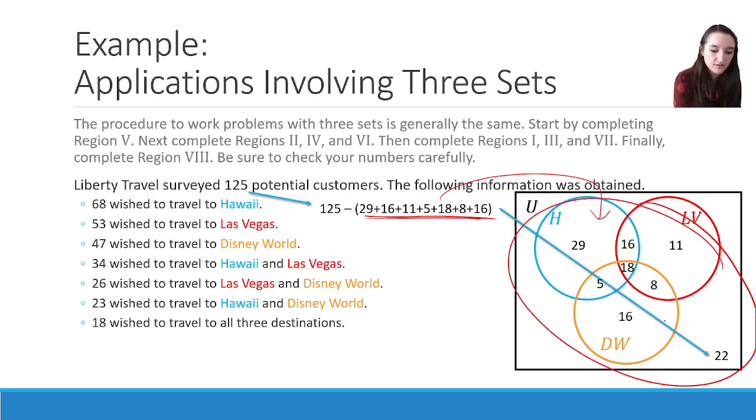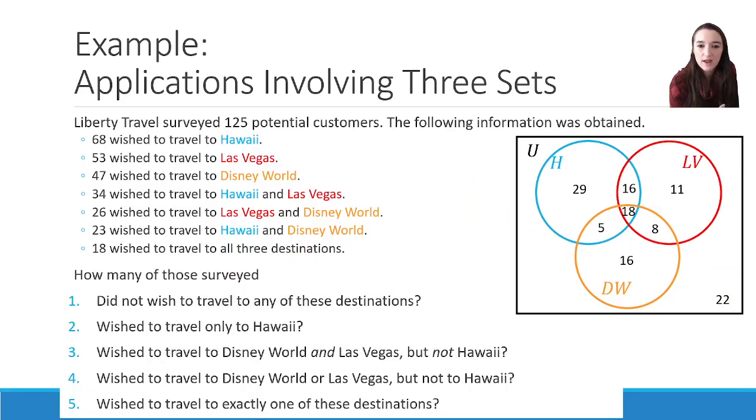Now, if we add all of this together, that's 125, which is the total number surveyed. So we've accounted for everyone in the survey. And that, once again, is how you should be checking your answers: look at the numbers in your Venn diagram, add them up. Do this before answering any questions about the Venn diagram. So, once we've noted that this does indeed add up to 125, we probably did it correctly, we can ask, how many did not wish to travel to any of these destinations?